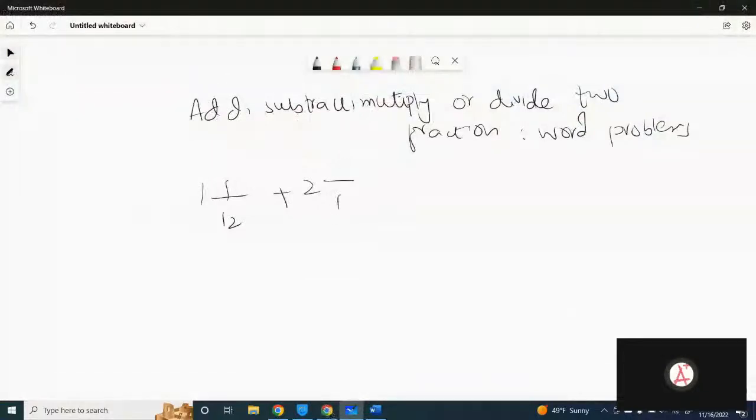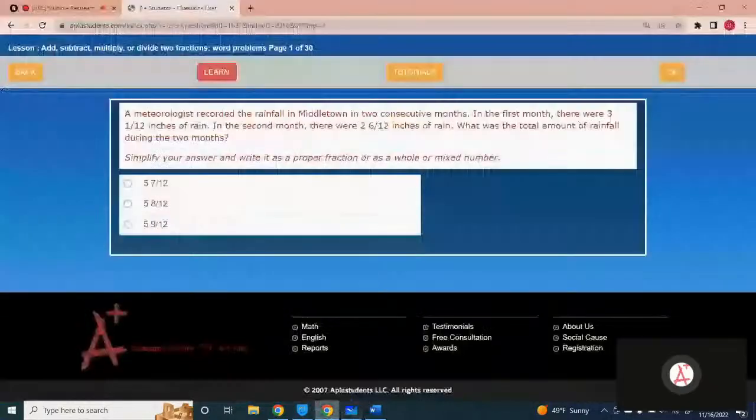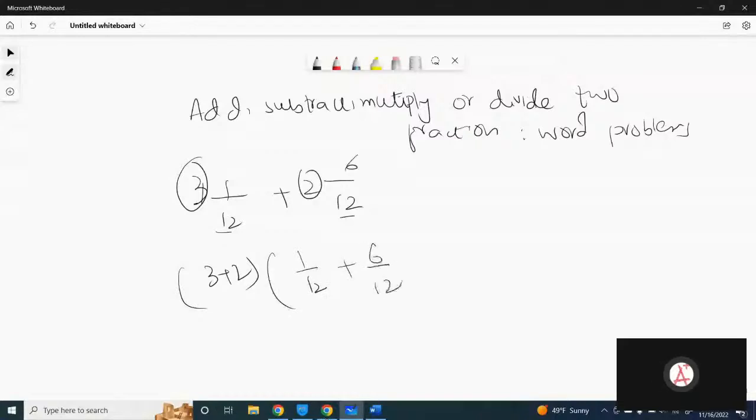Okay, so you have to add both of the fractions, they have like denominators. Got it? Let me just confirm the fractions: 3 whole 1 over 12 and 2 whole 6 over 12. These are actually the fractions. So how do you add fractions that have the same denominator? Both of them have the same denominator. Just add their whole numbers, 3 plus 2, and then add the fractions, 1 over 12 plus 6 over 12. Got it?